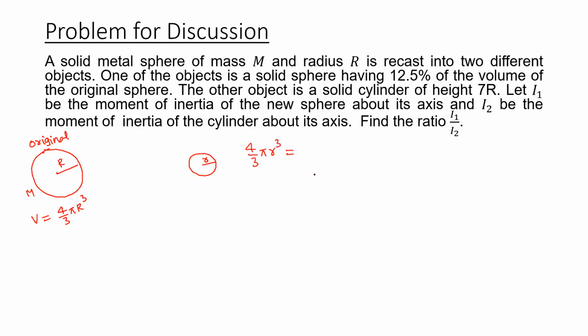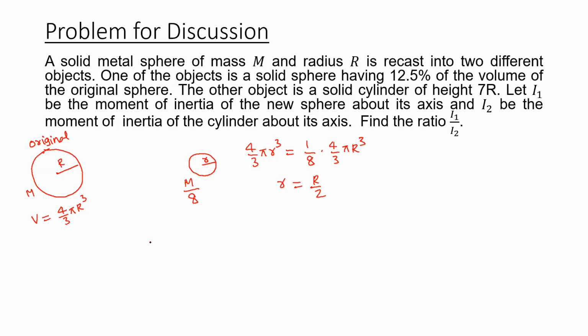Now, this volume is 12.5% of the original volume. So, that is 1/8 of 4 by 3 pi R cube. So from here, if you ignore 4 by 3 pi, I'll get r as R by 2. Now, if volume is 1/8, can I say mass will also be 1/8? So mass of this sphere is M by 8.